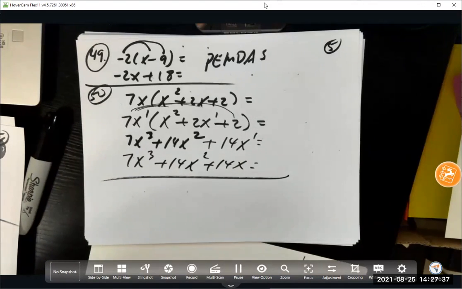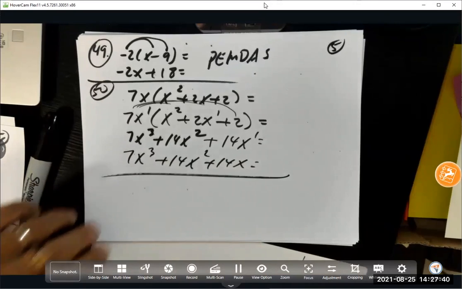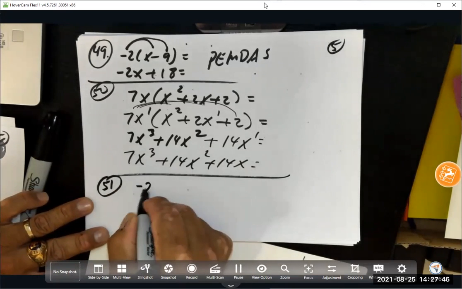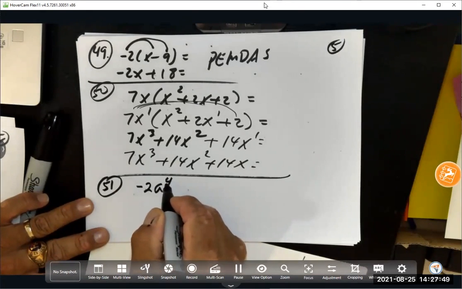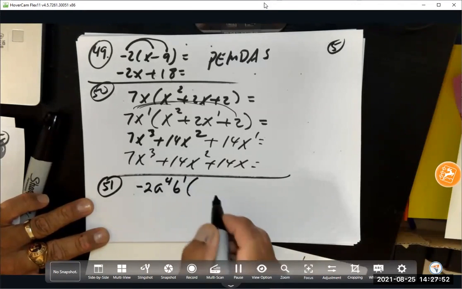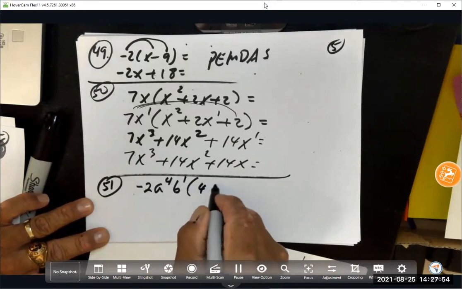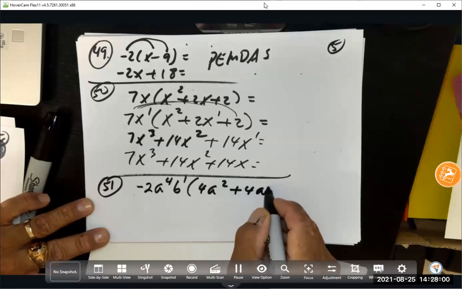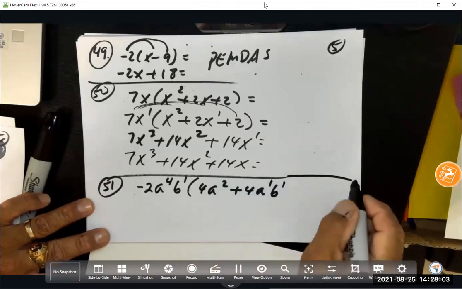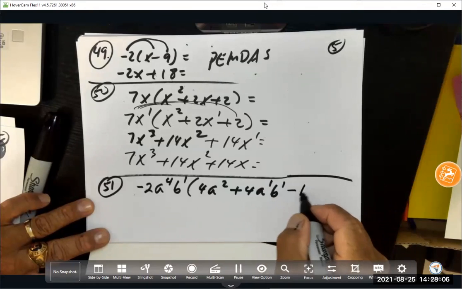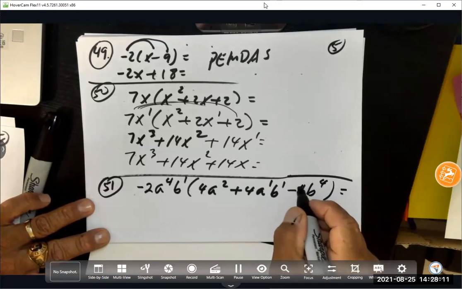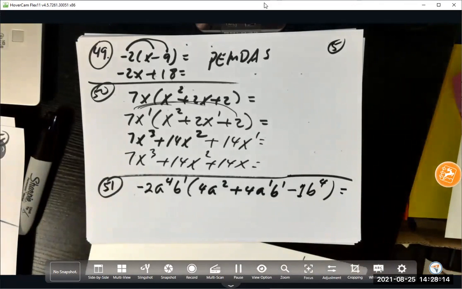Number 51. Let's see this one. All right, this is going to be negative 2a to the 4, and I'm going to put b1 here so I know that's what it is, 4a to the 2nd plus 4a1 b1 and then minus 1 b4. All right, so I have all these numbers right here. Ready? So now I'm going to multiply the stuff up. So let's go from here.